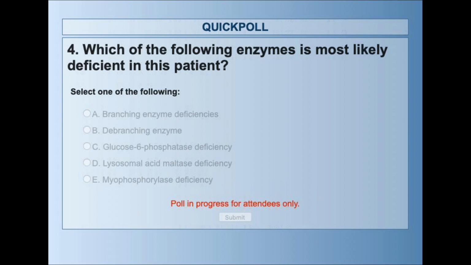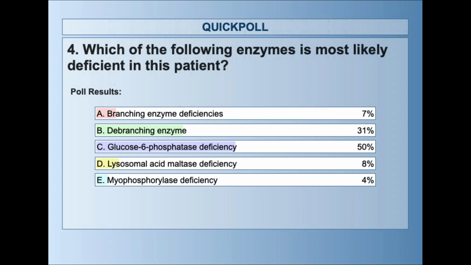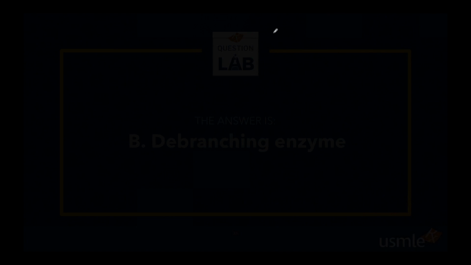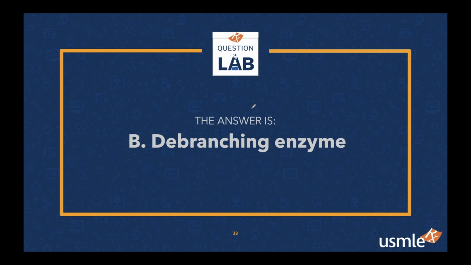All right, let's take a look and see what all of you selected. In first place with 50% was glucose 6 phosphatase deficiency, and in second place was debranching enzyme. So let's see what the correct answer is. And the correct answer is B, debranching enzyme. So challenging question, but Paris is going to explain it to you now.